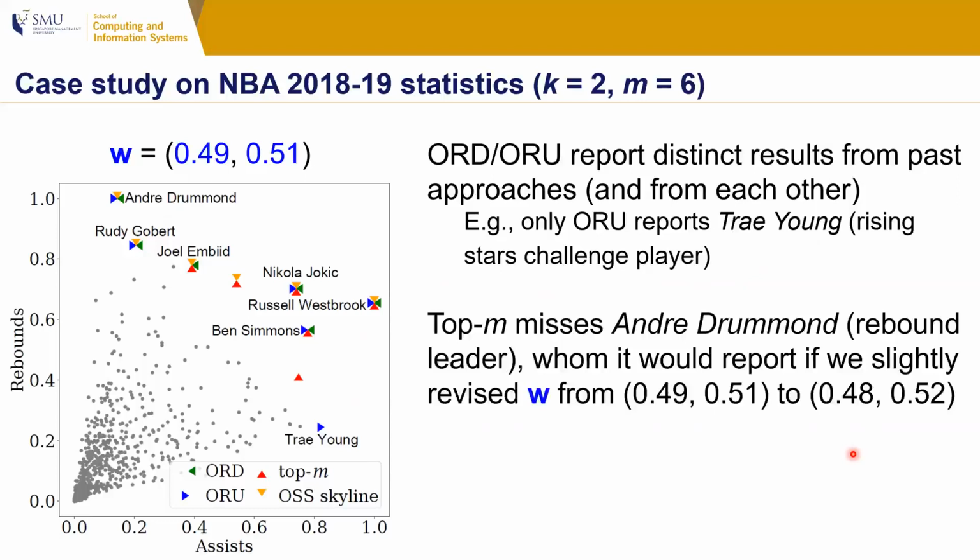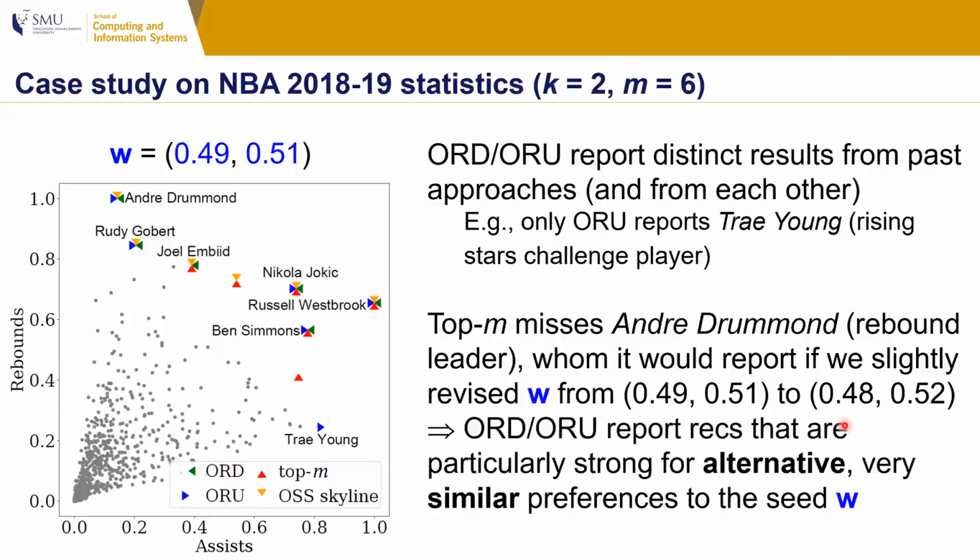And one important finding here is that the standard top-k is missing Andre Drummond, which both of our operators are finding. And actually, they managed to find it, although it is for an alternative weight vector than the input W, yet a very similar vector to it. So basically, we're achieving our objective to consider alternative yet very similar preferences to the input preference vector W.